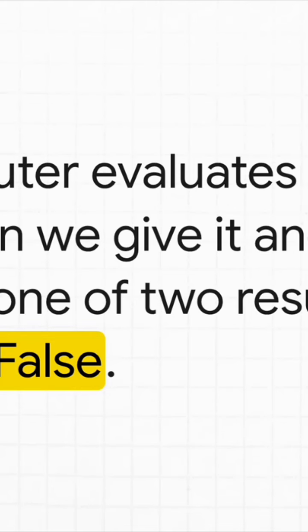Here's the fundamental process. We give the program a condition, literally any condition, and its job is to evaluate it. And from that evaluation, it can only give back one of two possible answers. Either the condition is met, which we call true, or it's not met, which we call false. That's it. No middle ground.